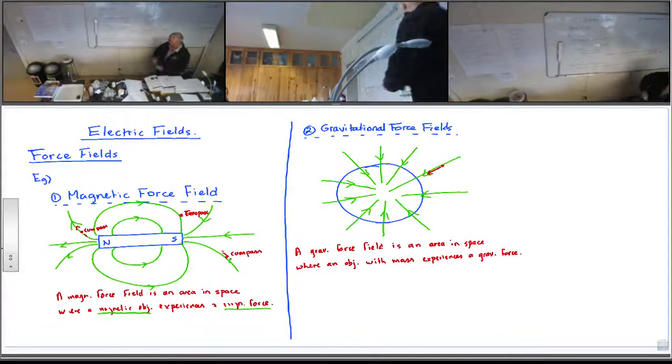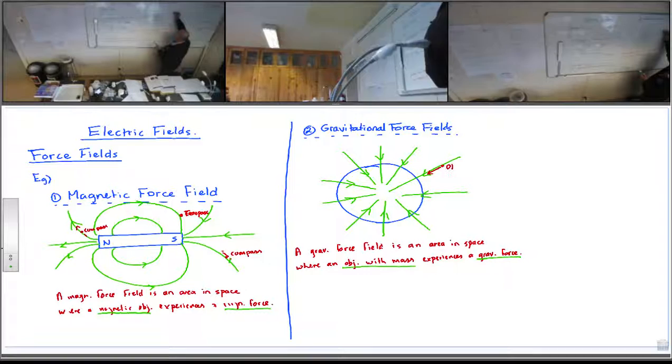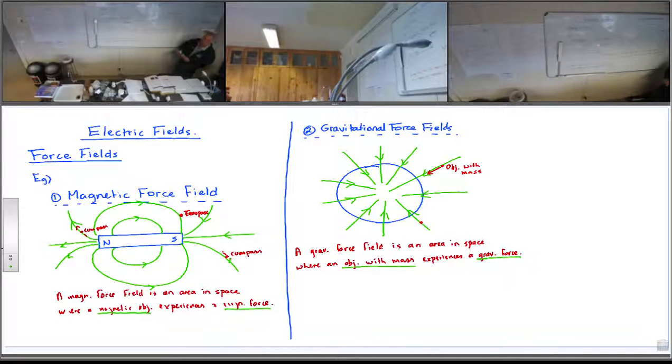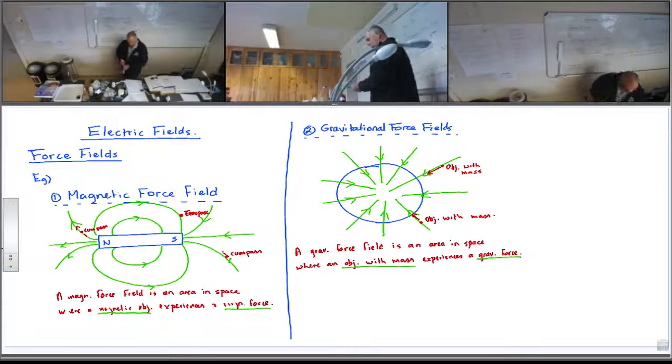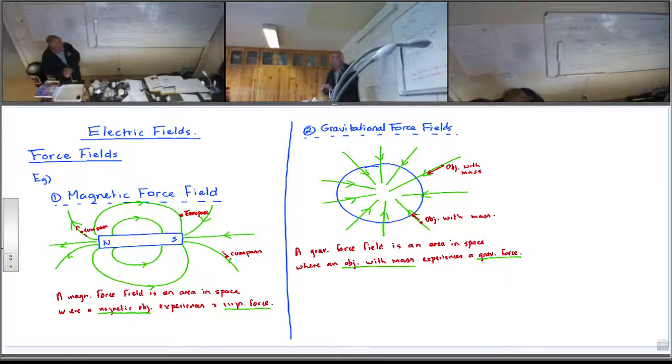Right. So an object with mass. So that little dot that I put over there would be an object with mass. If I had to put an object over here, would it also experience a force upwards? Yes, towards the center of the Earth. An object with mass. So right, you've now learnt about how many types of force field? 2. You didn't know you knew this. Okay. All happy? Fine.